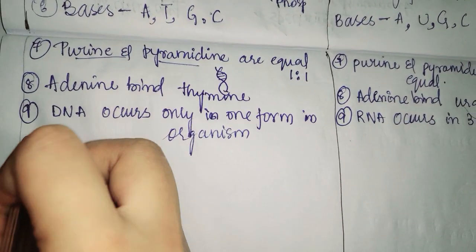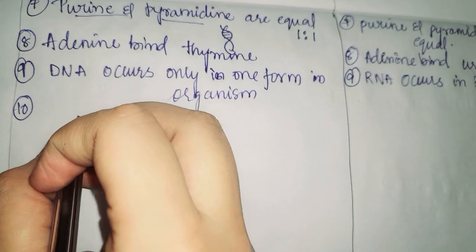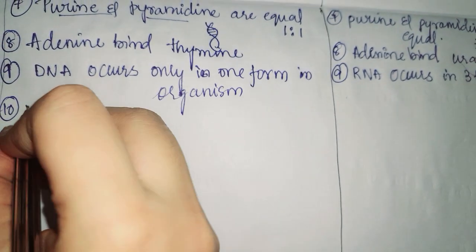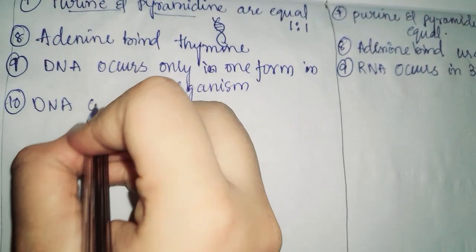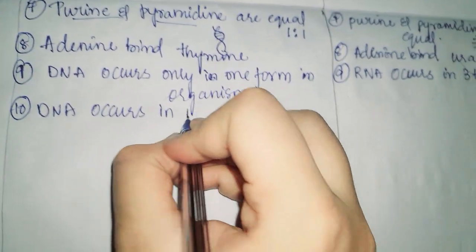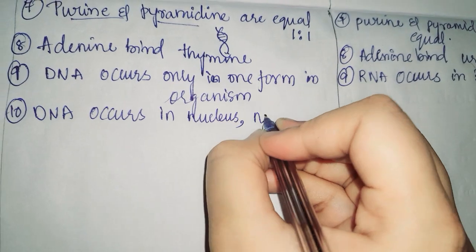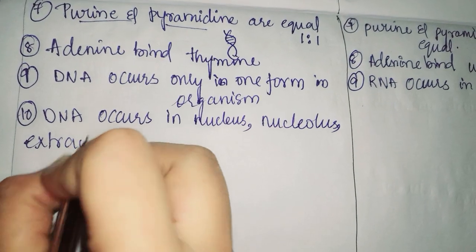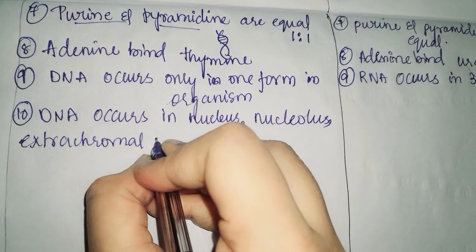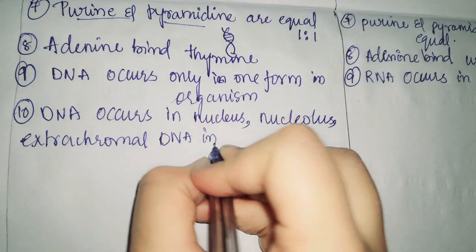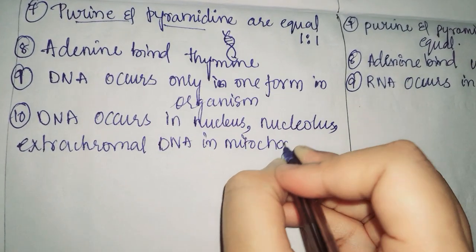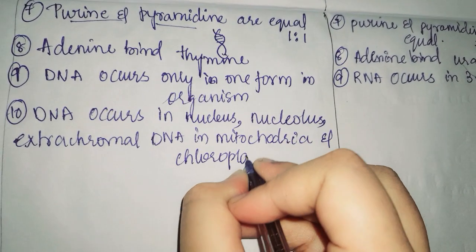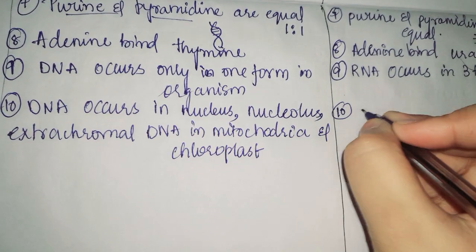Now we'll talk about the 10th difference. Here DNA occurs in the nucleus, right? Where does DNA occur? DNA occurs in the nucleus, nucleolus, and extrachromosomal DNA, that too in mitochondria and chloroplast. If we talk about RNA, where will it be present?